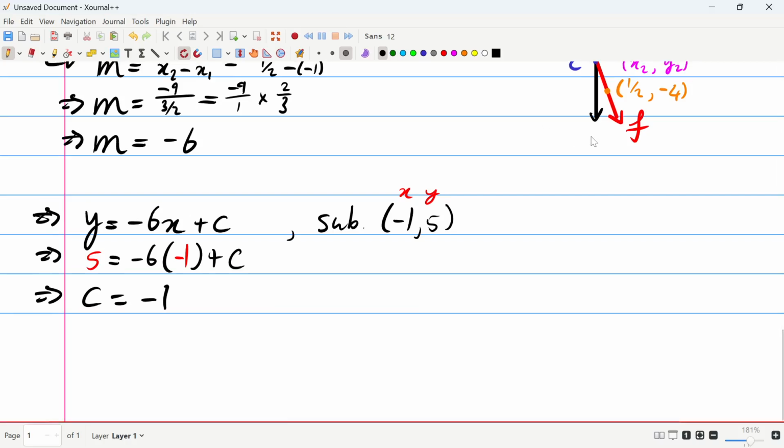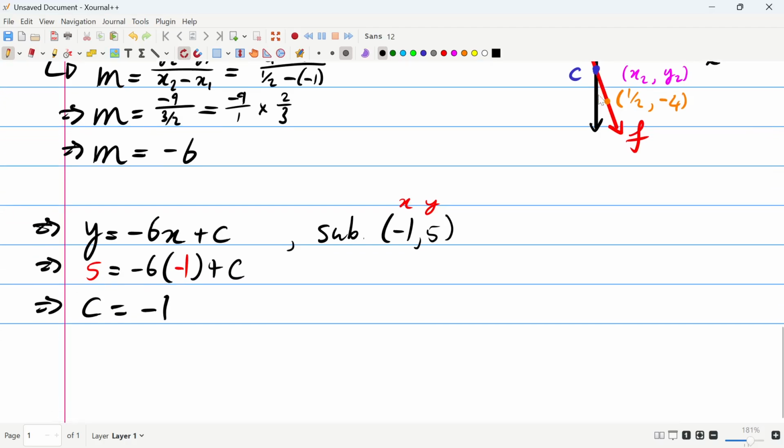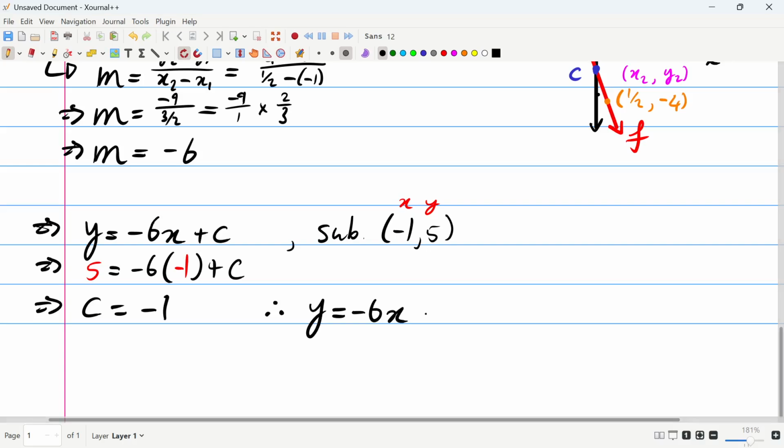And yes, that should be true as well, because notice that it is negative. So therefore, we're going to have y is equal to -6x minus 1. And that is going to be the equation of our linear function.